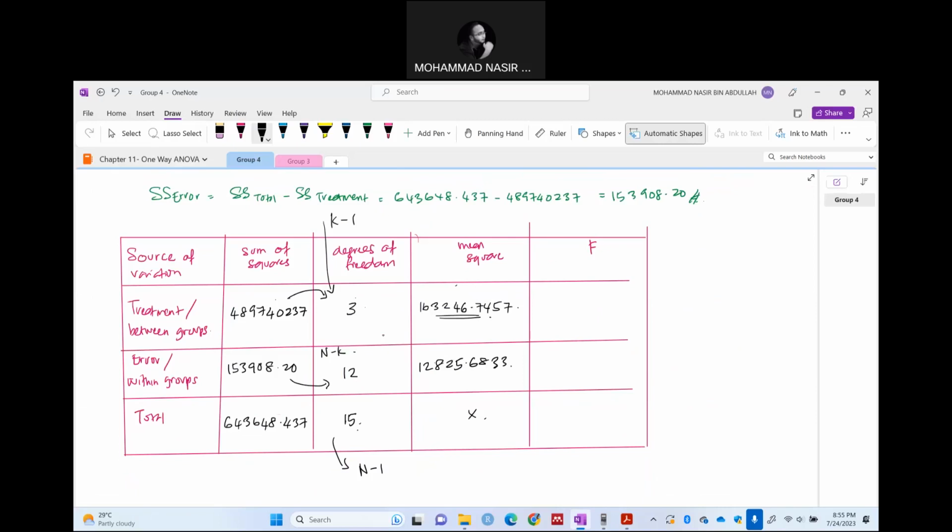There are no mean square total. Mean square total, we don't have mean square total. So for F value, mean square treatment divided by mean square error. So we will get 12.73. Okay. Boleh? Any questions so far?